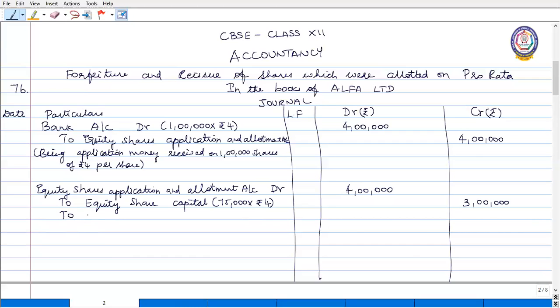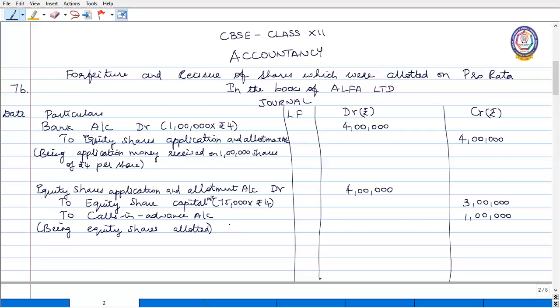Okay, and we can use calls in advance here. So calls in advance account, balance 1 lakh. Now write the narration being equity shares allotted.